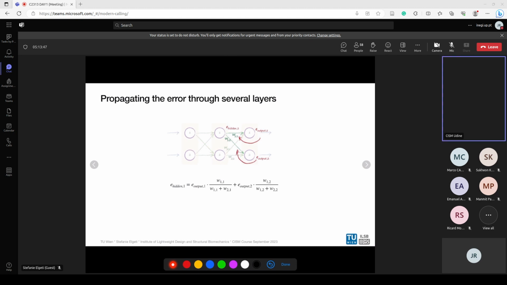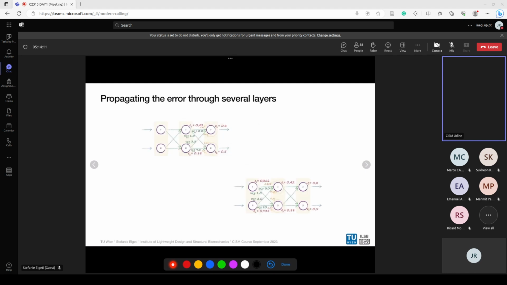Then we would compute it like this if we go through several layers. So this is our output error. This goes back to this hidden layer. We can compute an error at the hidden layer through this relation with the weights, and then we can go through the whole network like this. Here's an example. If the error is 0.8, we can divide it according to the weights. So for this node here, we would get an error of 0.42.